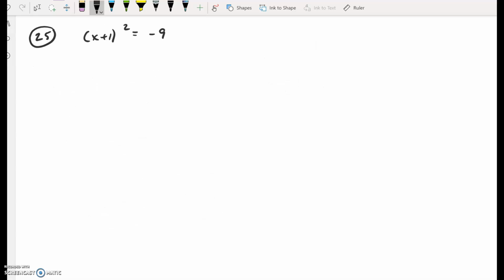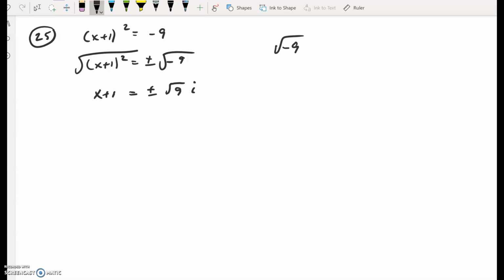Here, once again, we're going to take the square root of both sides to undo the squaring. When we do that, we need to put a plus or minus in front of the square root. That allows us to write x plus 1 on the left, and we have plus or minus the square root of 9 times i. That's what the square root of -9 is. We call it the square root of 9 times the square root of -1, which is 3i. So we have x plus 1 equals plus or minus 3i.